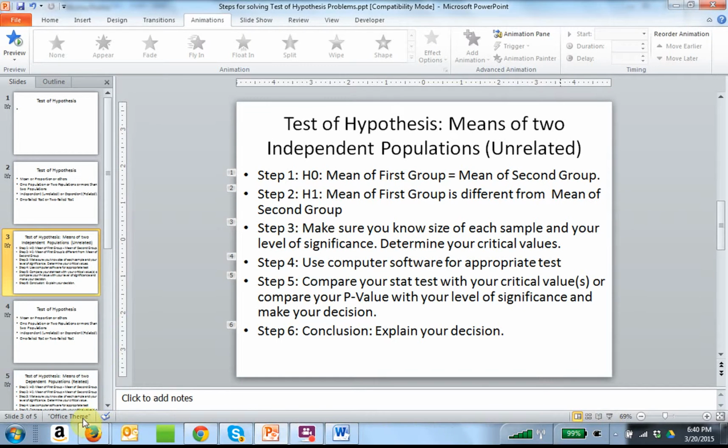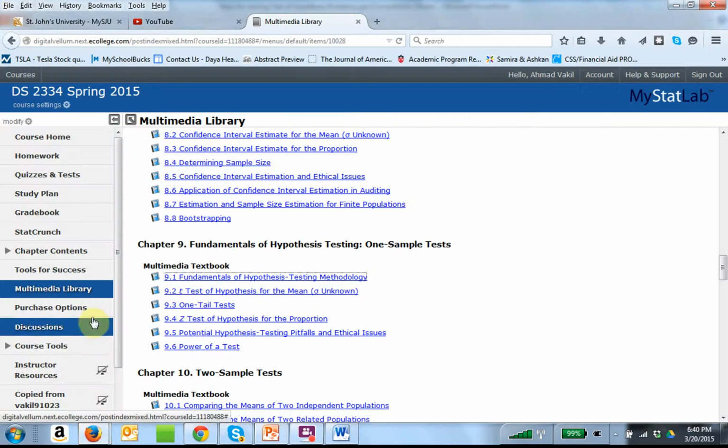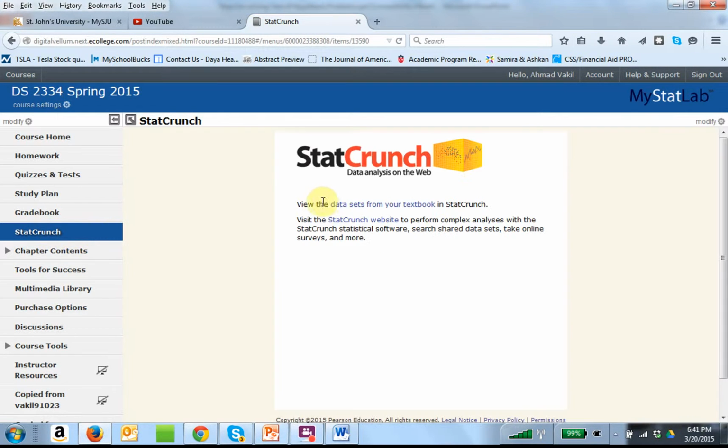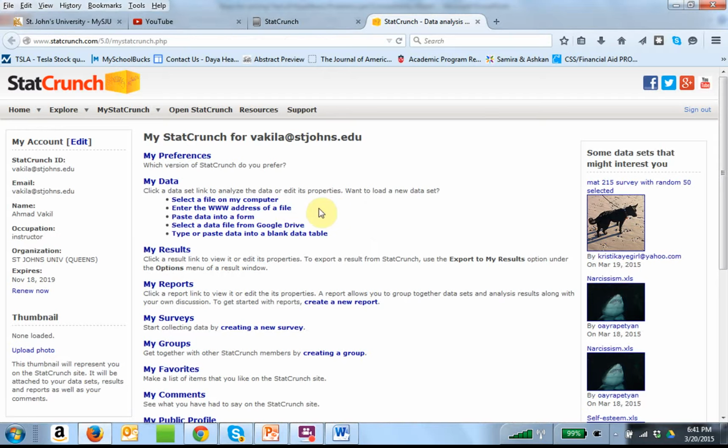So I'm going to go back to the Pearson site. And over there, I try to access StatCrunch. Now, when I try to use StatCrunch, it gives me two options. One is if I'm going to use a data set from my textbook, which is a very fast one. Also, I could try to save the data somewhere and then load that. Let me use the second one since I already saved my data. And I already stored data on my computer. So I'm going to go to this option.